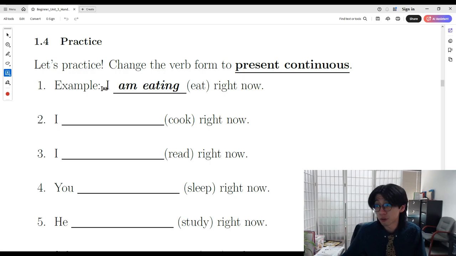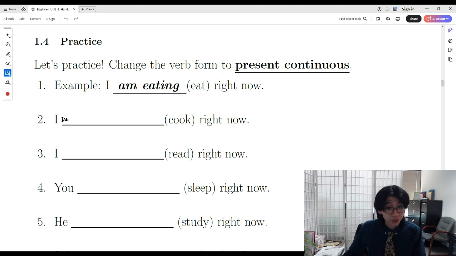For example, number 1, I blank eat right now. I want to use the eat verb. So for you to do it, we have a subject. Next thing we need is be, am, and we have a verb eat plus ing right now. I am eating right now.